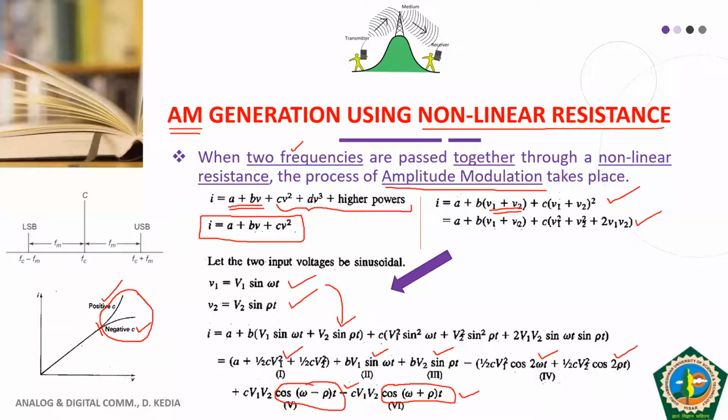I'm not saying that a 100% pure AM signal has been obtained, but we have obtained the components of AM here, and the unwanted components can be filtered out, and we can keep the desired components. So that way we are able to generate AM signal using non-linear resistance. Fine.